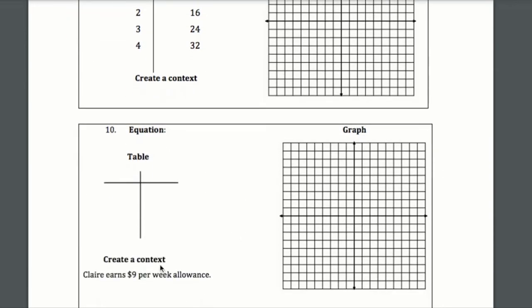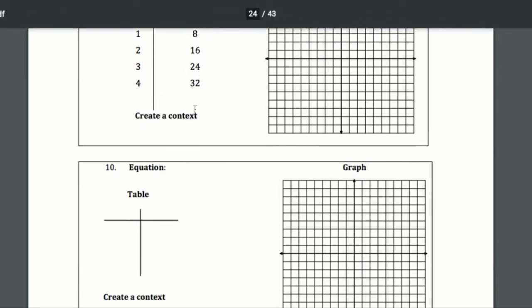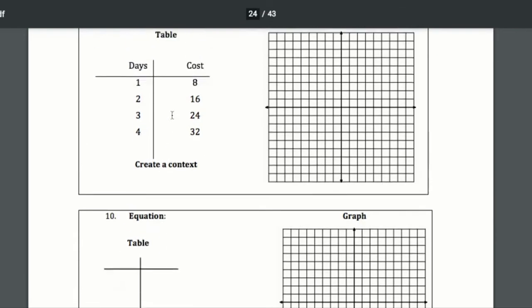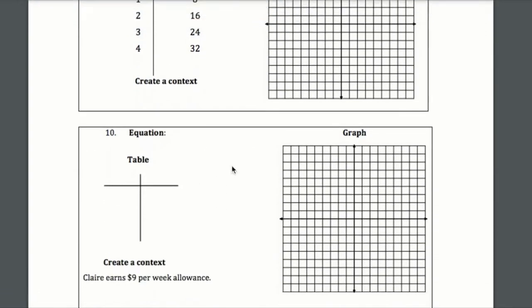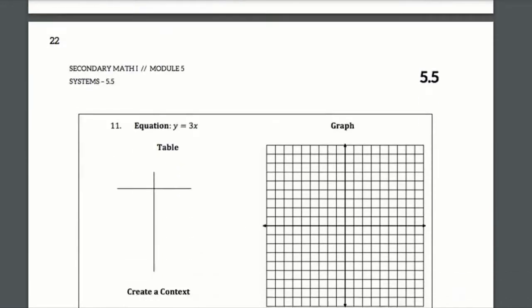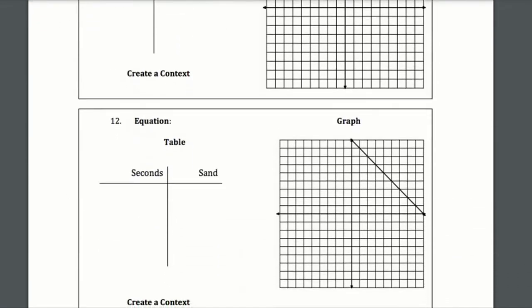What they mean by that is like create a situation where that would be true, right? Claire is earning $8 of allowance per week in this scenario, right? I do want you to try and graph it. And those are the go sections. There's about 4 of those. That concludes your homework for today.